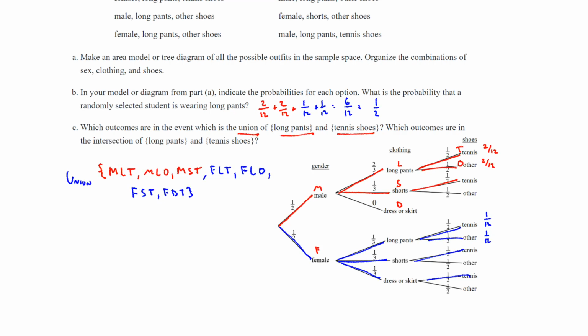Now if we go and do the intersection, we're looking for them to both occur. So if they're both going to occur, then we're going to go male. It has to be long pants, and then it has to be tennis shoes. So M, L, T, and I can't go any other option because they both have to occur. Then I'll do the female, long pants, tennis shoes, and those will be the only 2, because both events have to occur with an intersection.